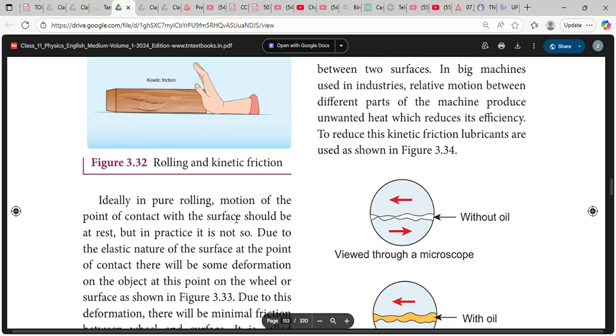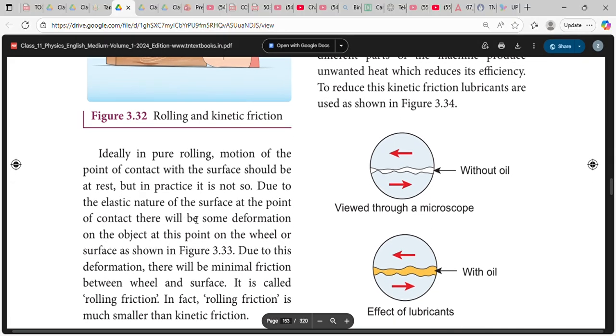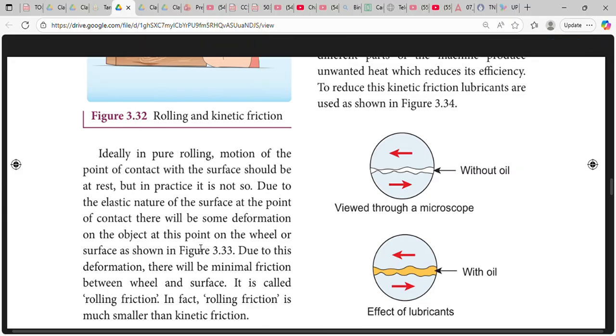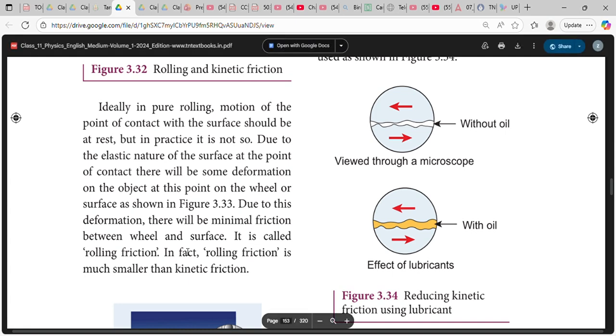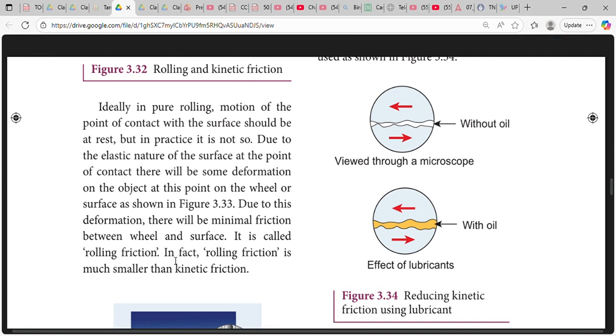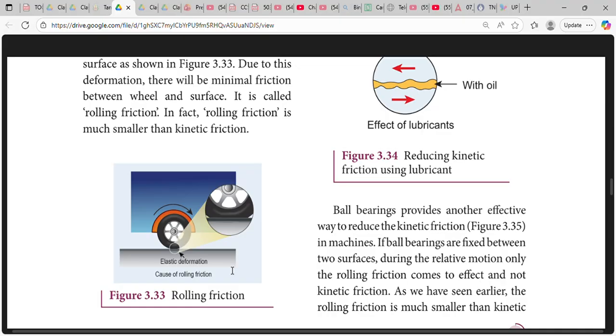Ideally, in pure rolling, the point of contact with the surface should be at rest, but in practice it is not so. Due to the elastic nature of the surface at the point of contact, there will be some deformation of the wheel or the surface. Due to this deformation, there will be minimal friction between the wheel and the surface. It is called rolling friction. Rolling friction is much smaller than kinetic friction.